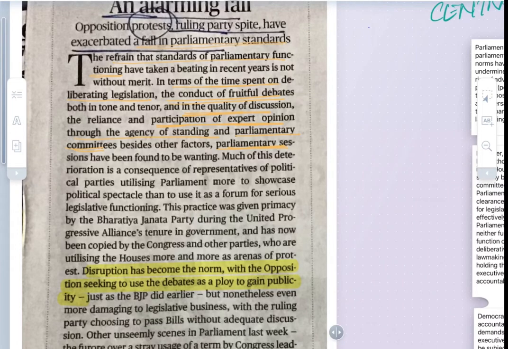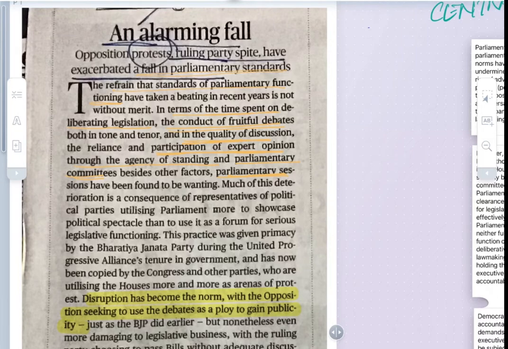Now in this article I will tell you about the fall in parliamentary standards and other issues that define the ethics of the democratic system. So the writer says that standards of parliamentary functioning have taken a beating in recent years, in terms of time spent on deliberating legislation, the conduct of fruitful debates, and the quality of discussion and participation of expert opinion through the agency of standing and parliamentary committees.